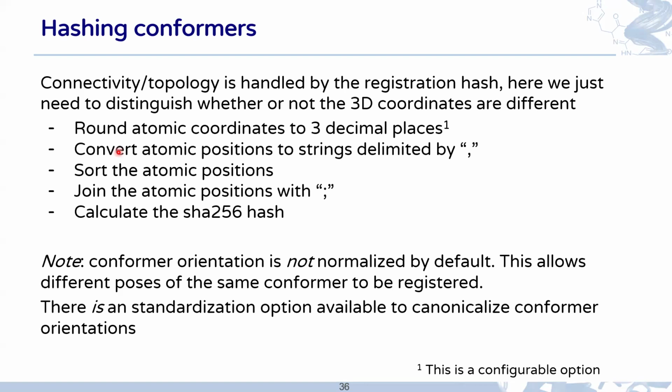One thing we do not do by default is any normalization of the conformer. If you have different orientations of the same conformer, they will hash differently by default. The reason we do that is so if you're doing docking and you have different poses of the same conformer, you can deposit both of those in and have them by default not be duplicates. There is a built-in standardization option that will canonicalize the orientations for you. So if you don't care about the pose of the molecule, where it is in space and its orientation, you can standardize that.